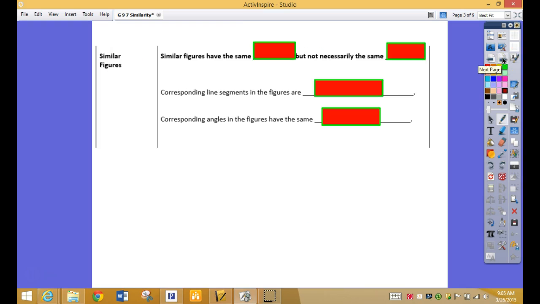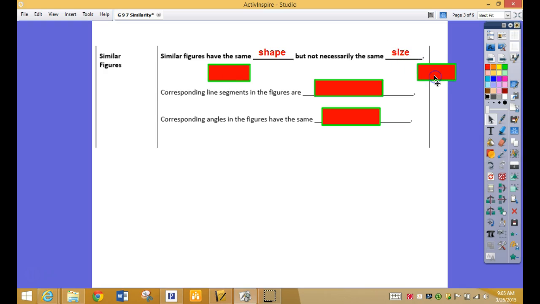Similar figures, so by what we just wrote down in our notes, similar figures have the same what, but not necessarily the same what? The same shape, and size. Yep, and size, but not necessarily the same size. Like yesterday, our dilations were similar. They have the same shape, but not the same size.